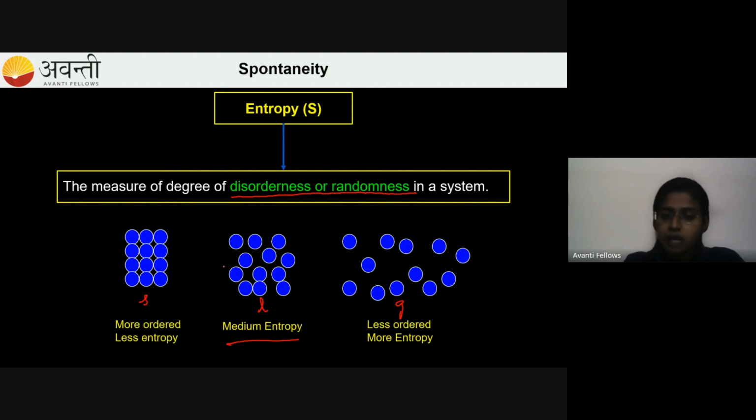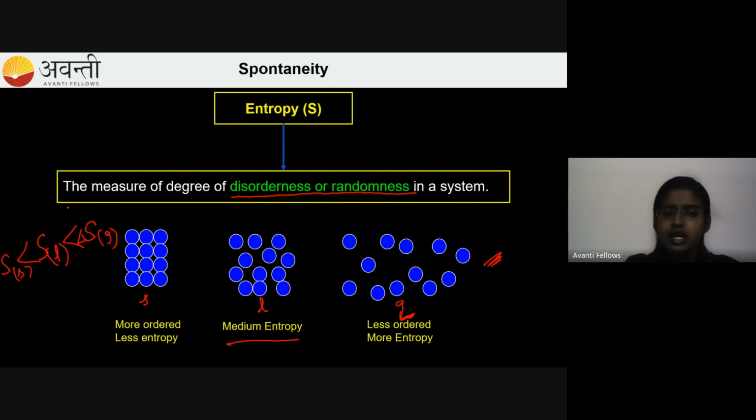And then coming to gas, all the gas molecules are randomly moving here and there inside a container or some other room. Okay, so here disorderedness is more. If the disorderedness is more, entropy is more. Entropy is directly proportional to disorderedness. Clear? So the entropy of a gas is more compared to the entropy of a liquid, which is more than the entropy of a solid. Clear?